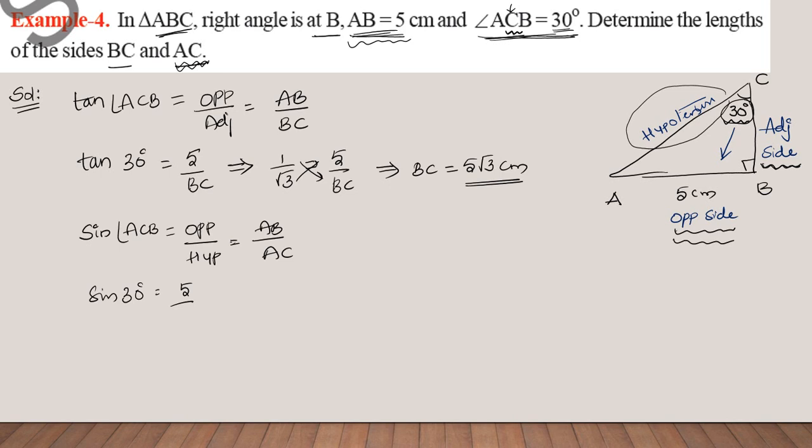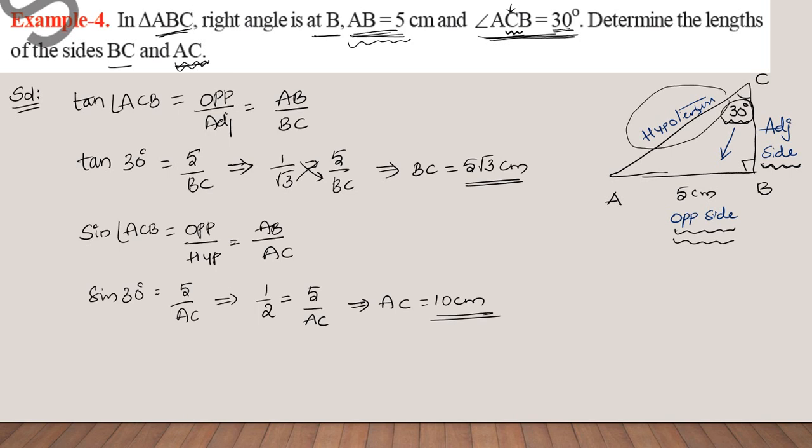AB is 5 by AC, so I need to find out AC. From this, what is the value of sine 30? Sine 30 is 1 by 2, which is equal to 5 by AC. On cross multiplication, I get AC is equal to 10 centimeters. The value of AC is 10 centimeters.